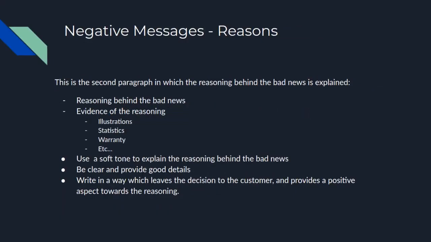The second paragraph is the reasons behind the negative news. In this, you have to include evidence of the reasoning, which could be illustrations or statistics or warranty, etc. We have to use a soft tone to explain the reasoning behind the bad news. We have to be clear and provide good details. And we have to write in a way which leaves a decision to the customer and provides a positive aspect towards their reasoning.